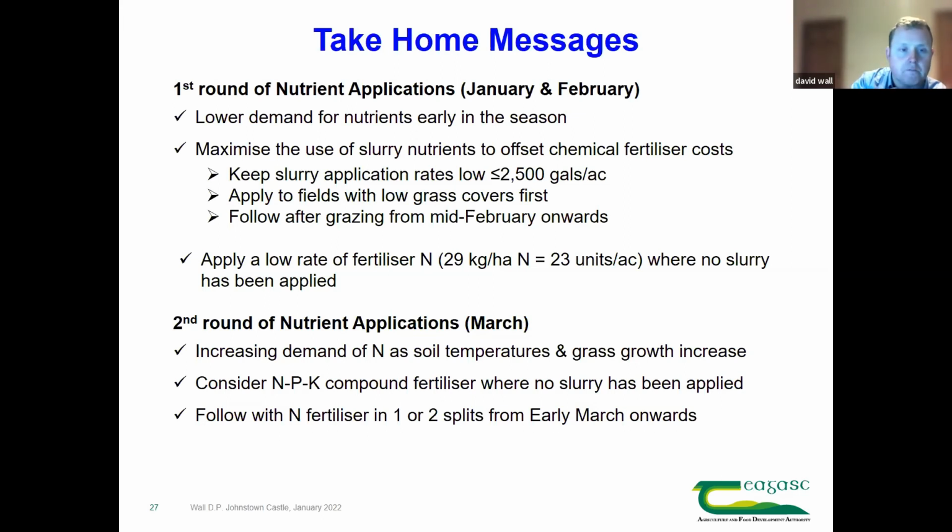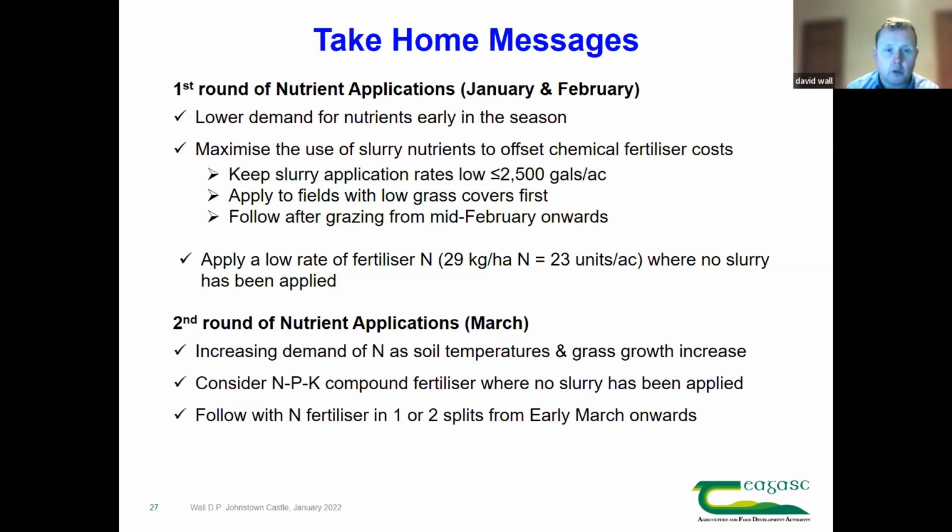For the second round then, that will be coming in March, increasing demand for nitrogen as soil temperatures and grass growth increase, so we can up the rates a little bit. Consider a compound fertilizer where no slurry has been applied. Even though it might be expensive, it's well worth it. We don't want to let soil fertility slip.